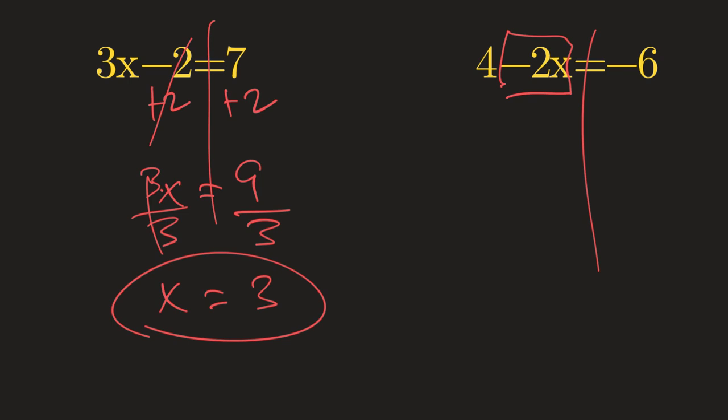Be careful about that. Now, what am I probably going to get rid of first in order to get negative 2x by itself? Okay, the positive 4. And how are we going to do that? Subtract 4. Check it out. Let's subtract 4 from both sides.